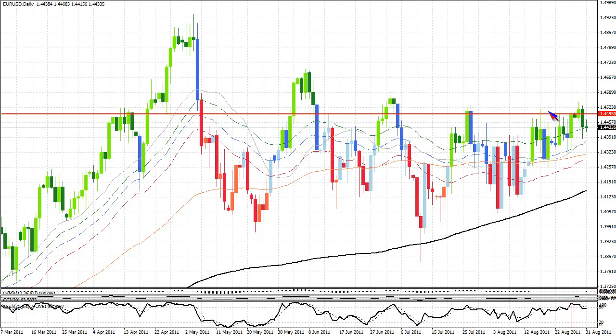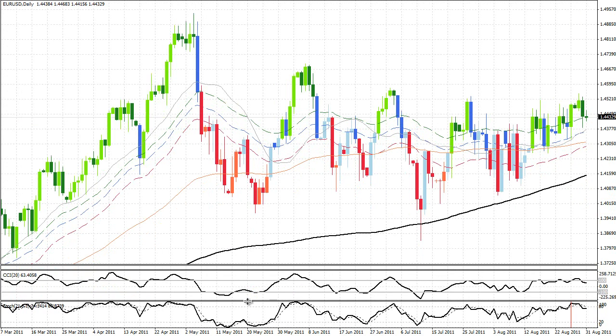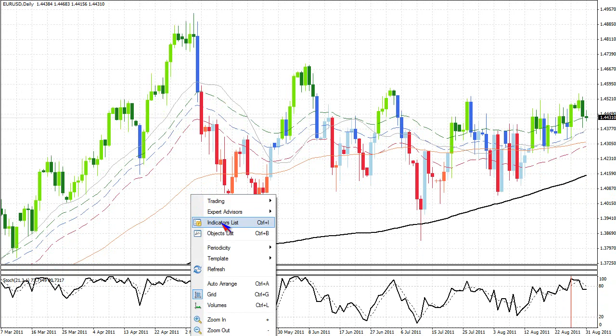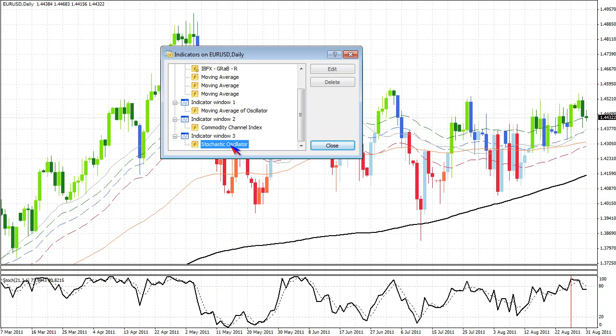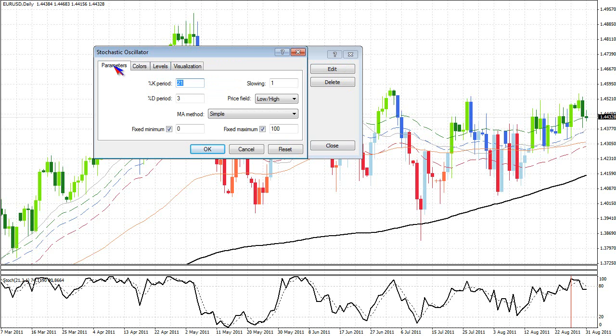My stochastic settings, let's zoom in here. Stochastic settings are quite slow. I like them very slow. 21, as you can see there.